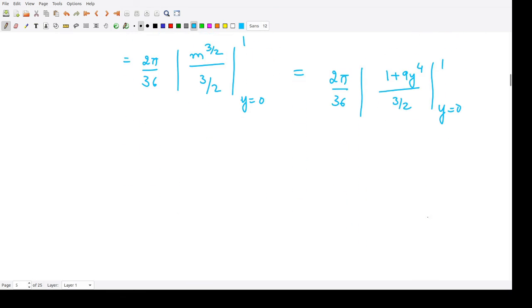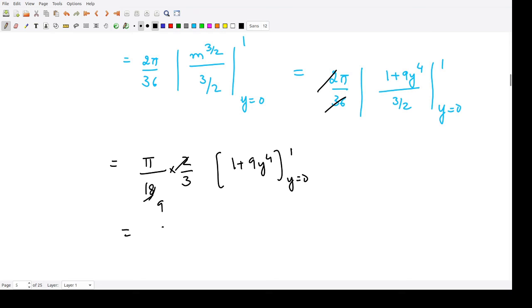So you can now solve it. We have pi divided by this and this cancels, so we have 18 here, and 3 by 2 would be 2 by 3, so this would again be 9, right? So we will be left with 1 plus 9 y raised to power 4, and y varies from 0 to 1. So it would be pi by 27, and then the value of 1 plus 9 into 1 raised to power 4, then minus the lower limit, that would be 1 plus 9 into 0 raised to power 4.